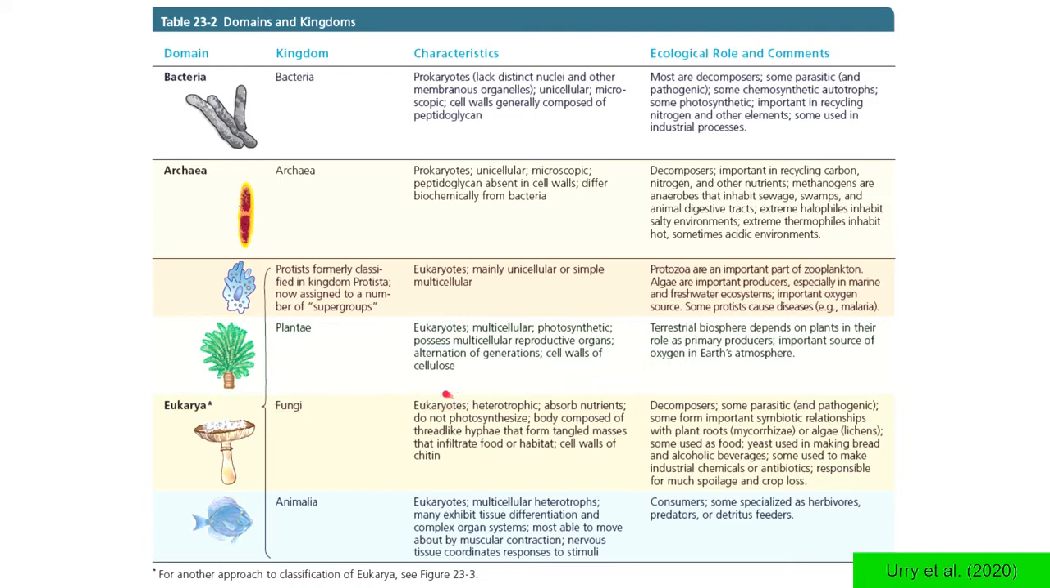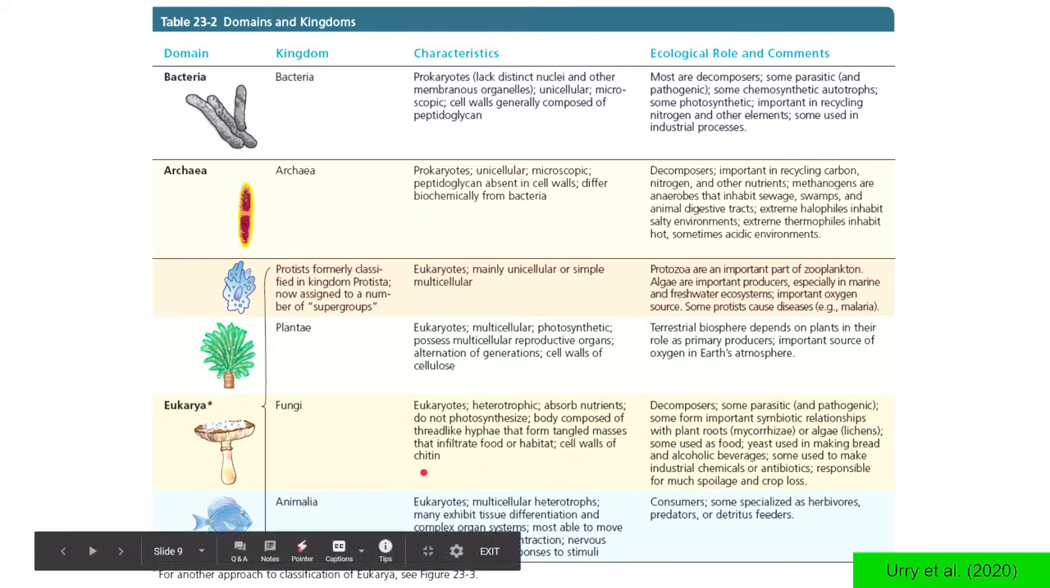Fungi are your eukaryotes, okay? They do not make their own food. They're mostly heterotrophic, and most are saprophytic. They feed on decaying matter of organisms and of matter. They have cell walls made up of chitin. They are decomposers in an ecosystem.